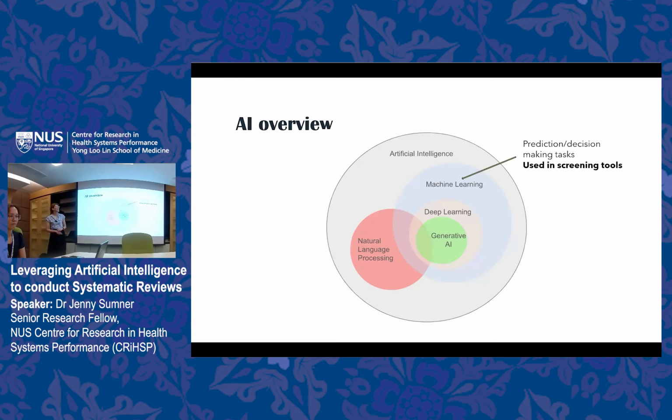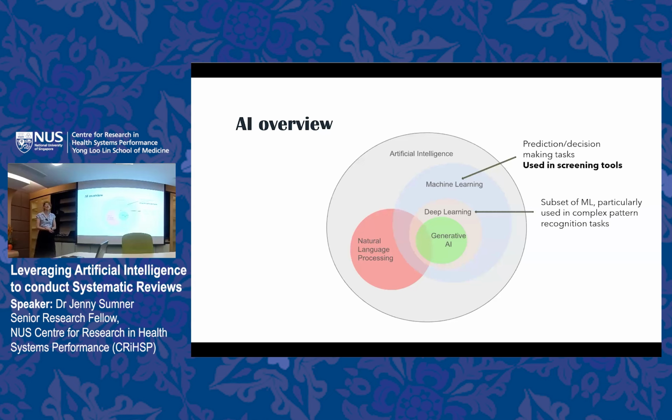So starting out with AI. AI is a very broad term, and everyone's getting very familiar with it because it's being thrown around here, there, and everywhere at the moment. There are many different subcategories of AI. We have machine learning, which is focused more on prediction and decision making. Often machine learning is used in screening tools in systematic reviews.